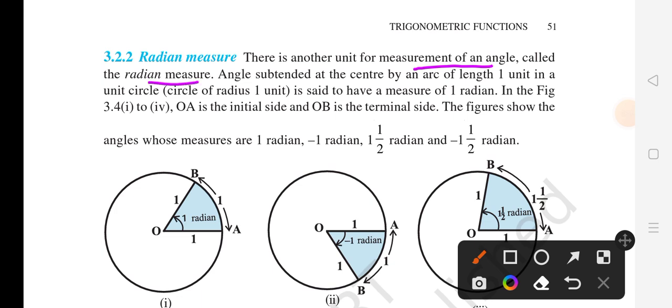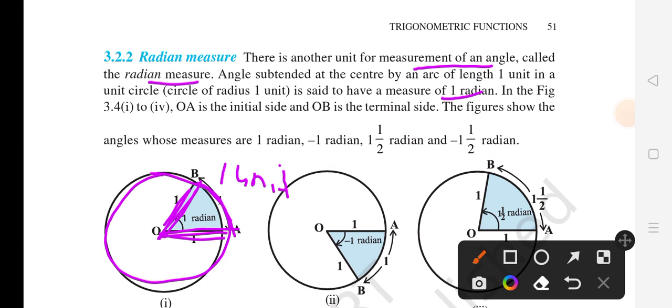It is the angle subtended at the center by an arc of length 1 unit. This arc should be 1 unit, in a unit circle. Unit circle means its radius is 1. Radius is 1, arc is 1. Then the angle subtended at the center in such a case will form what? That will form a radian.